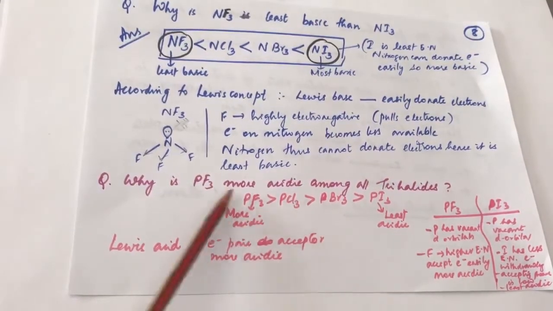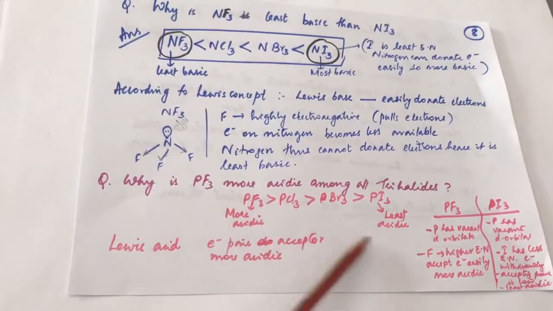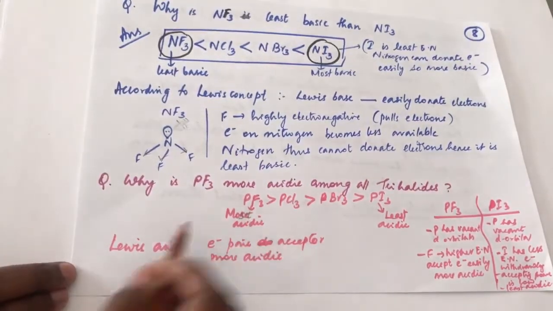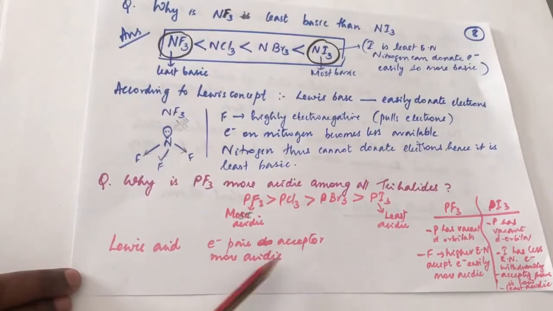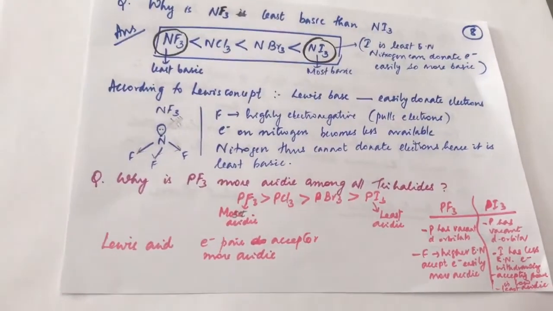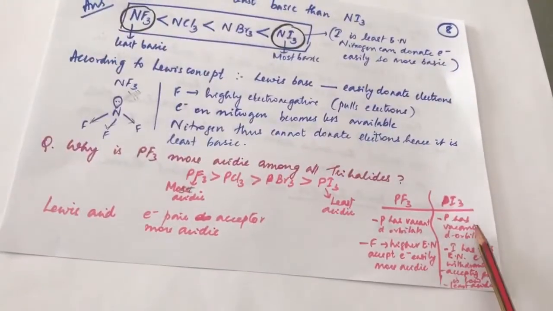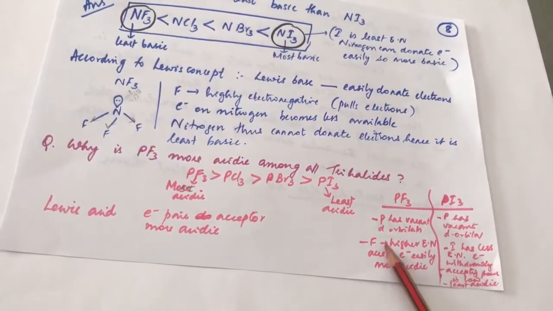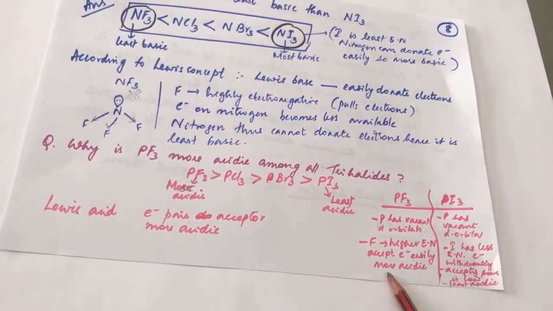Now PF3 is more acidic here, and this is the least acidic. So this is the most acidic here. Understood? Why is it an electron pair acceptor? Lewis acid means electron pair acceptor. P has vacant d orbitals here. Here also it has vacant d orbitals. But F has higher electronegativity and accepts electrons easily. So it is more acidic. I hope you understood.